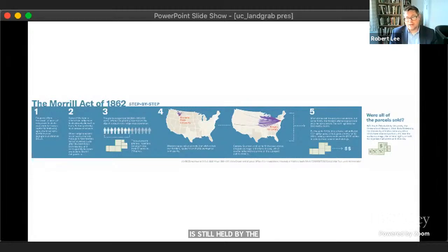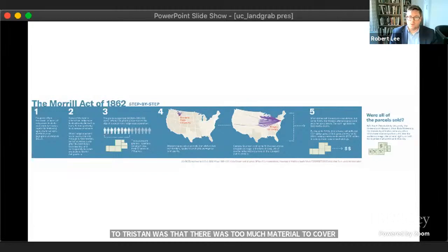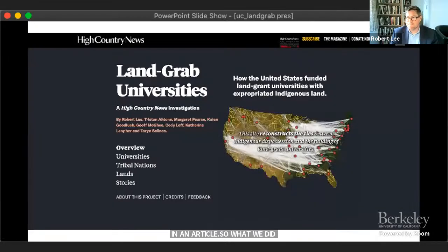But one of the points here, and I want to hand it over to Tristan, was that there was too much material to cover in an article. So what we did was we built an interactive site to enable users to explore the data. And I'm going to let Tristan jump into that.